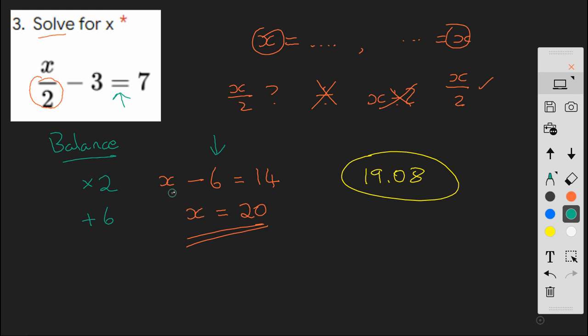The mistake that most students make in this question is to fail to multiply the 3 by 2. So we'll often see x minus 3 equals 14. But in order to keep our balance, doing the same thing to both sides includes each element of both sides.